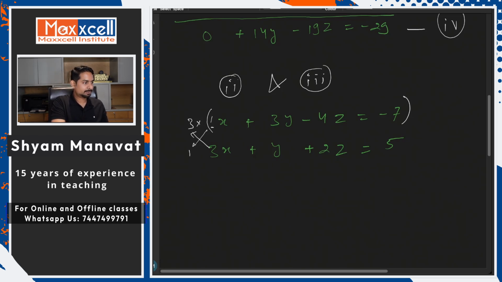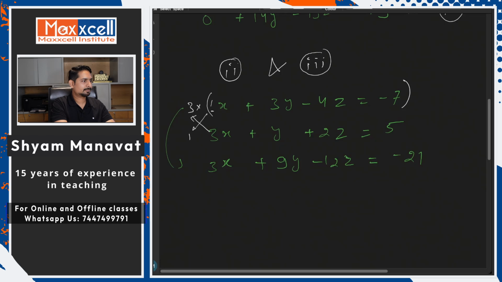So after multiplication you get 3x plus 9y minus 12z equal to 21. Fine. Now you see these two, this one and this one, the same coefficient terms have the same sign. So what do you do? Change the sign. I hope you are understanding. Change the sign. Okay. Then you add both of them now.